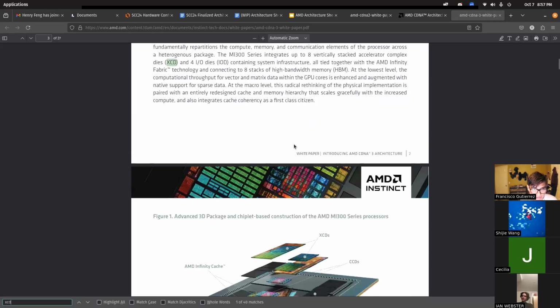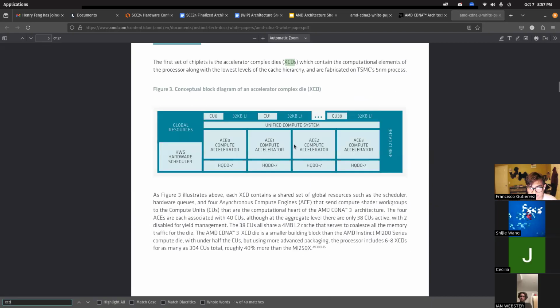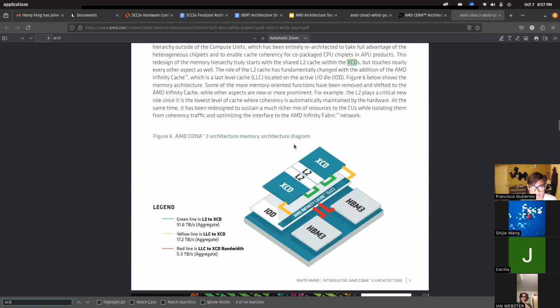Minor aside here. I was talking about how MI210s and MI250s use GCDs, that's graphics compute die. In the MI300 series, CDNA, they instead have XCDs. What do you guys think it stands for? Exceptional compute dice. Extra compute dies. Extra compute dies. All right, is that it, Arush?